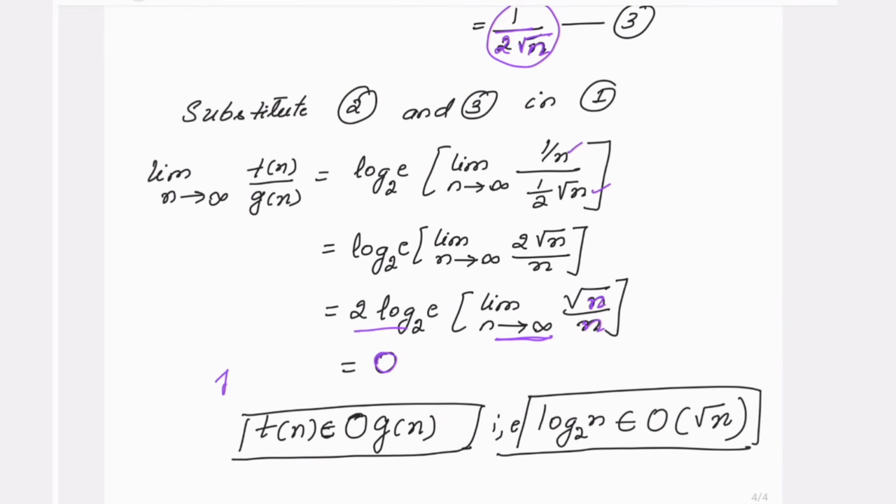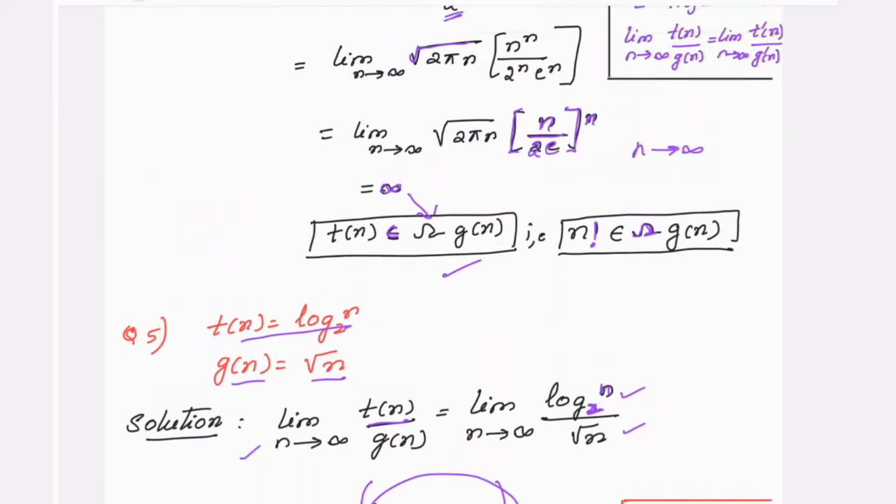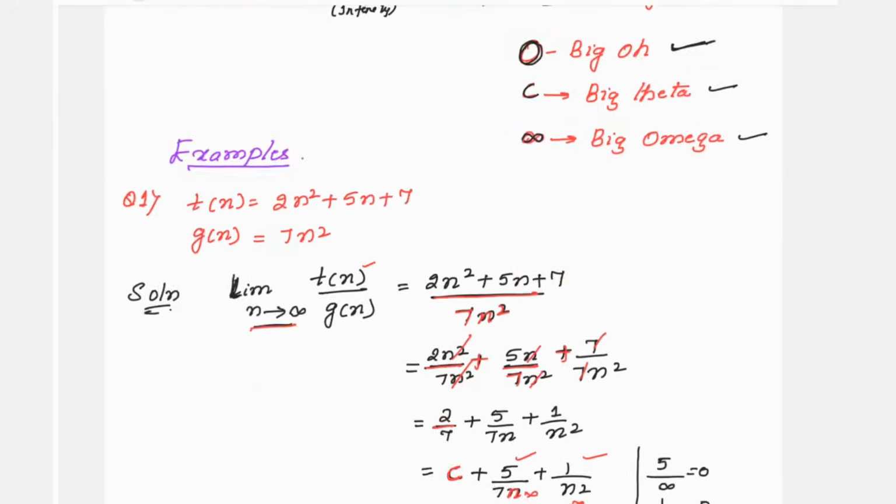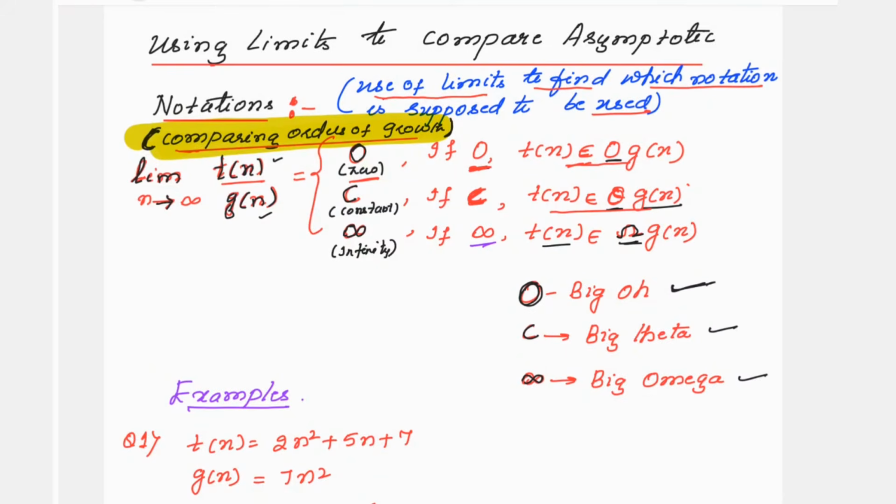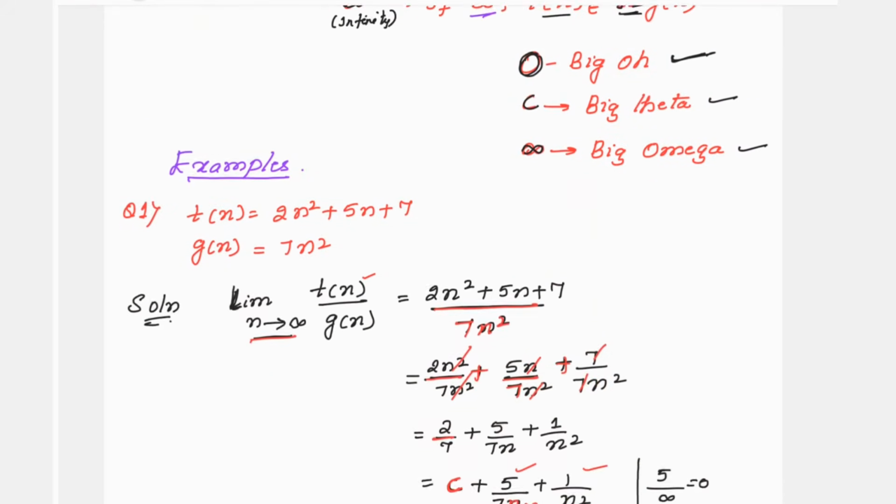So when the value is 0, then the asymptotic notation used here is big O. So you are writing T of n belongs to big O of g of n. So in place of T of n, whatever was the expression given, you can write down, and g of n is root of n, this big O. So this way you have to simplify the steps, and this method is using the limits approach in order to find out whether to make use of the big O, big theta or big omega.